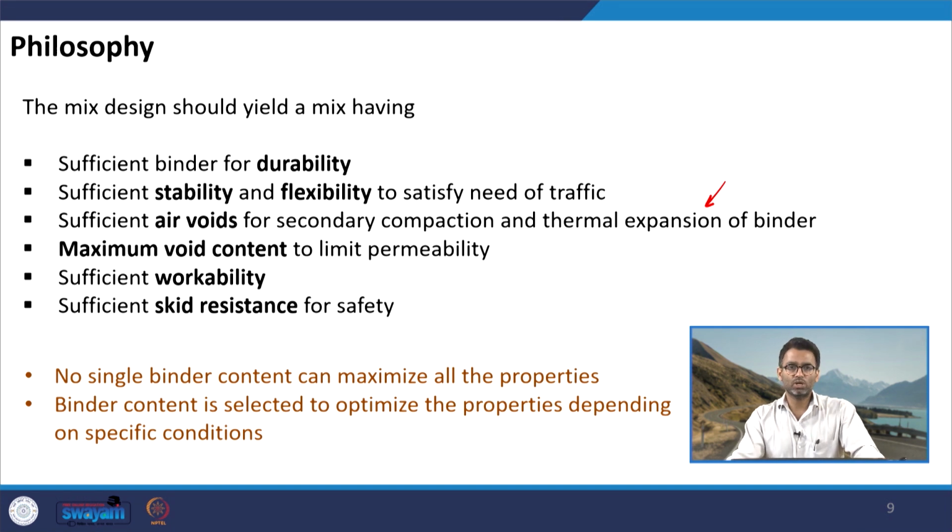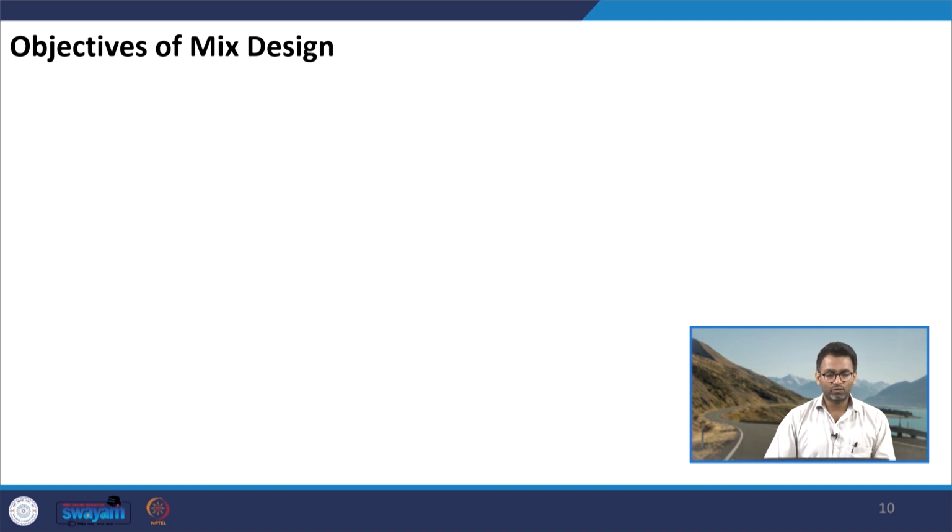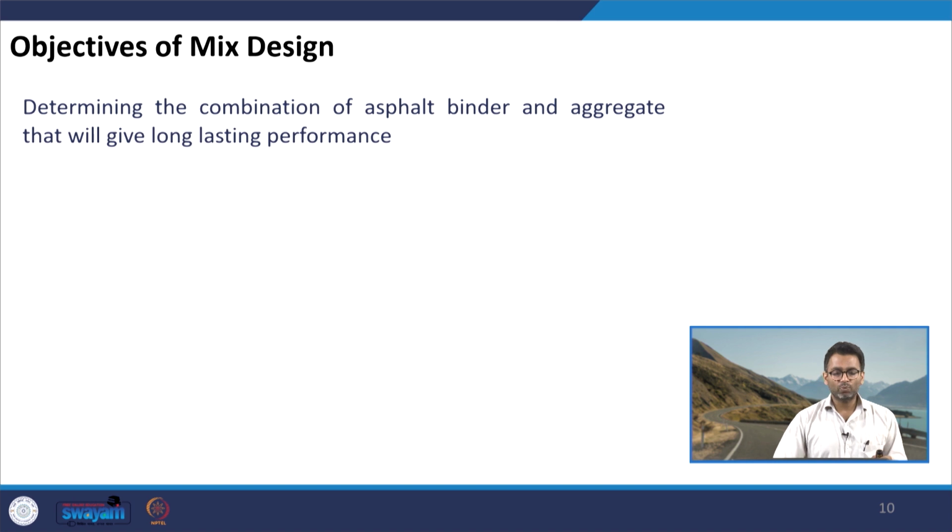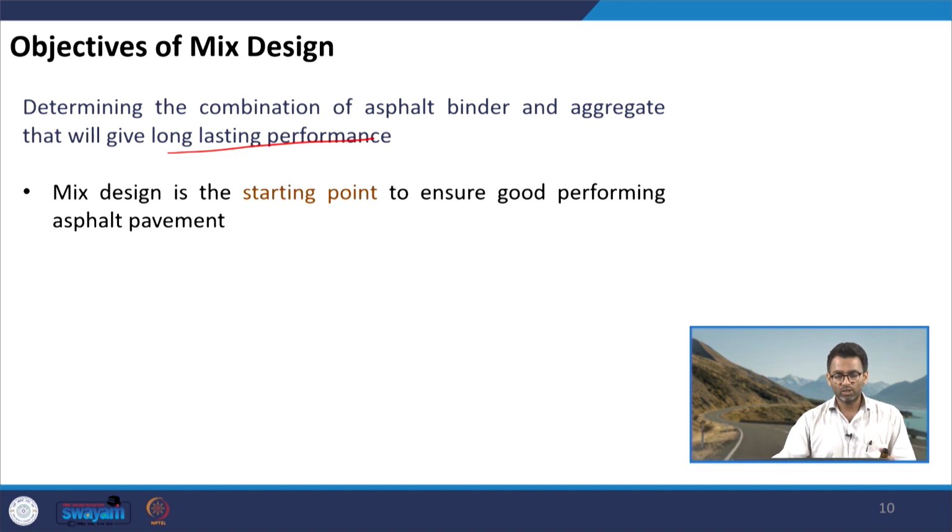In the mix design process, an appropriate binder content and combination of mineral aggregates are selected to optimize the properties depending on specific conditions. We will talk about these conditions in further slides. Before that, let us understand the objectives of mix design. As we have just discussed, the objective of mix design finally is to determine the combination of asphalt binder and aggregate that will give long lasting performance. Now, here when I say long lasting performance, I have to define what I mean by performance, alright.